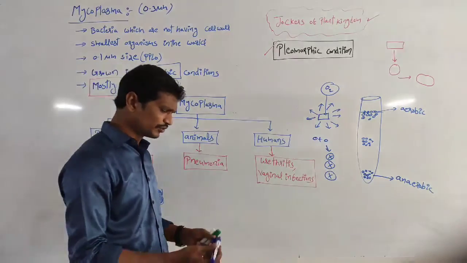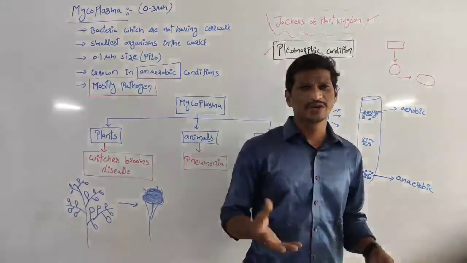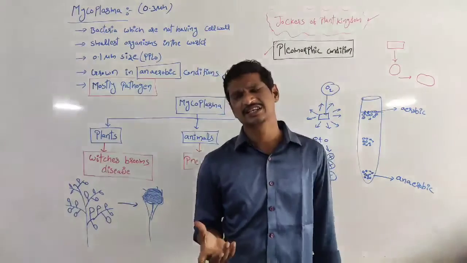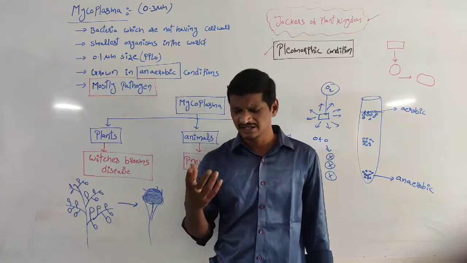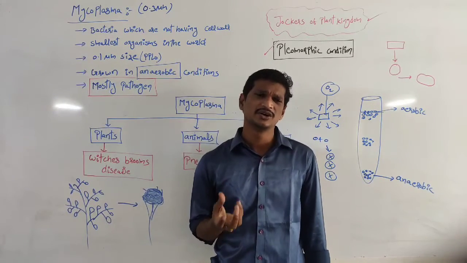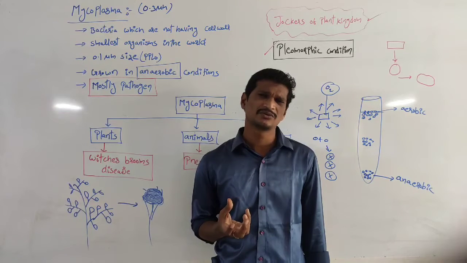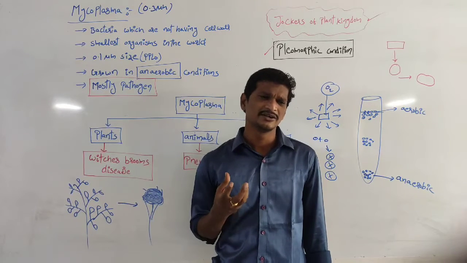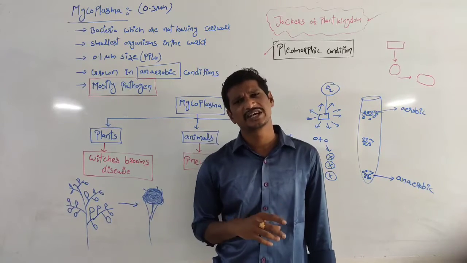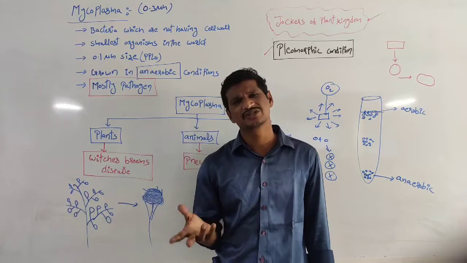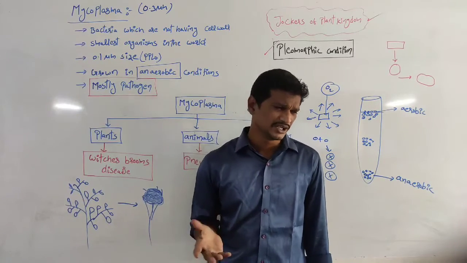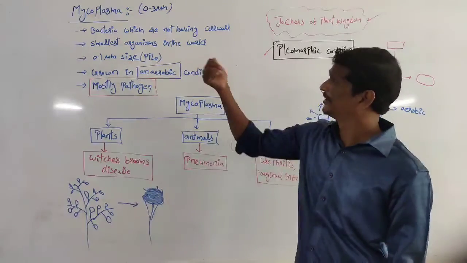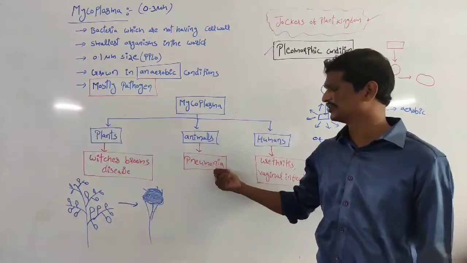And in animals, pneumonia. We know about pneumonia: the lungs of the animals are especially affected, and the lungs accumulate a fluid-like substance, which prevents the exchange of gases and reduces oxygen transport. Finally, the animals will be dead. So within animals, the mycoplasma bacteria cause pneumonia.